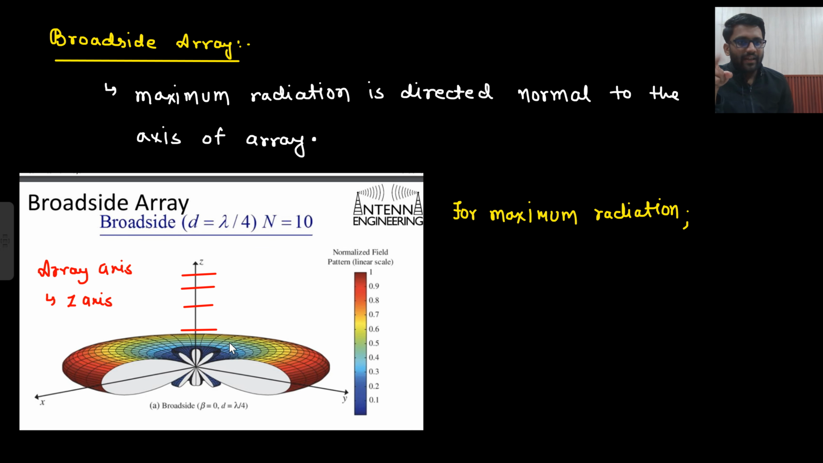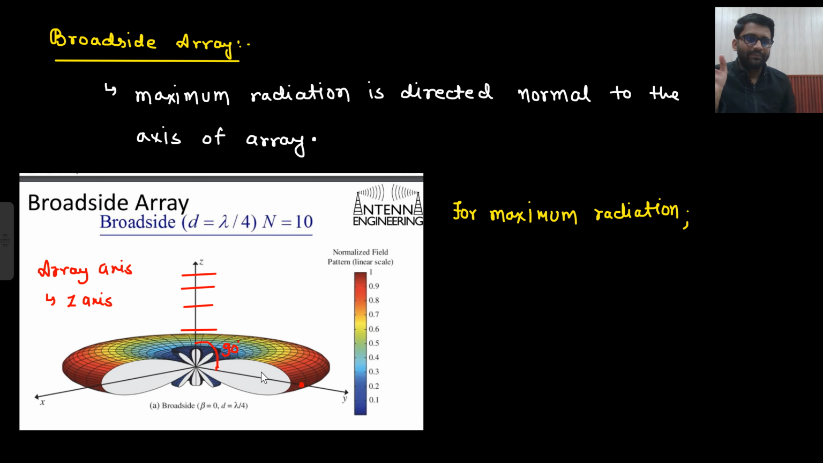So in broadside array, I will get the maximum radiation normal to the axis of array. That means I will get my maximum radiation at theta equals to 90 degree. So where am I getting the maximum radiation? Here I am getting the maximum radiation, at theta equals to 90 degree. So at the normal of the array axis, I am getting my maximum radiation.